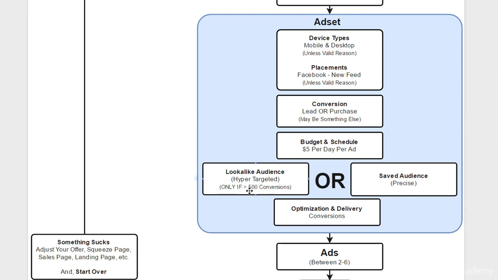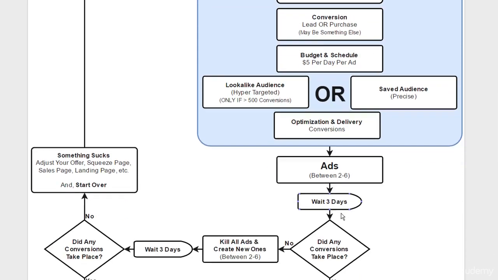And let's say you have a custom audience with over 1,000 conversions, but you want to use a saved audience, that's fine too. The point is, if you're going to use a lookalike audience, you need to make sure you have at least 500 conversions in that audience, because anything less than that, your lookalike audience probably won't be as accurate as you need it to be, and you'd be better off going with a saved audience using precise interests, demographics, and behaviors. And then, of course, for optimization and delivery, you're going to choose conversions.